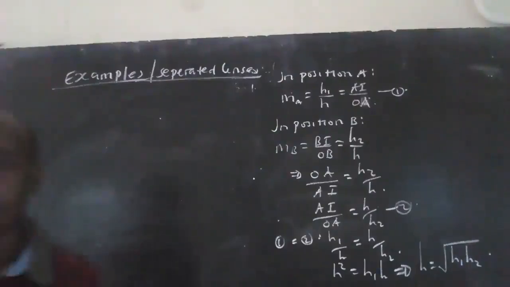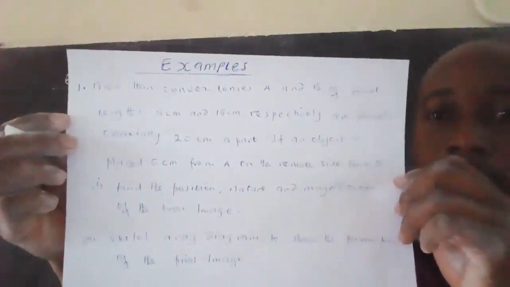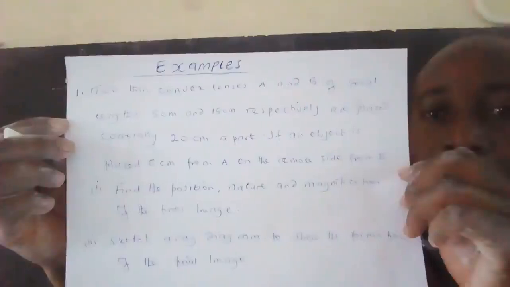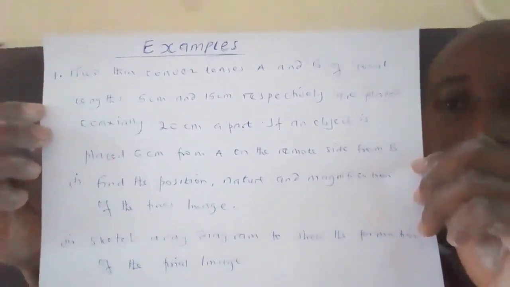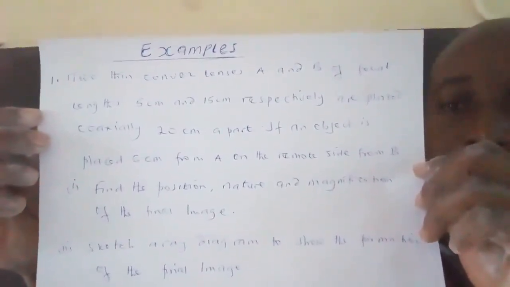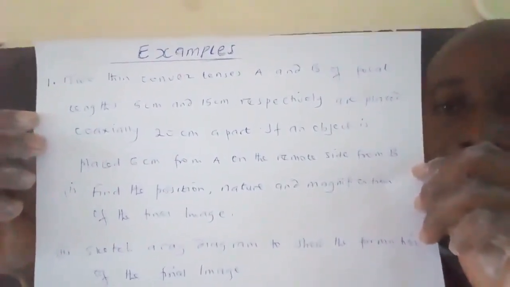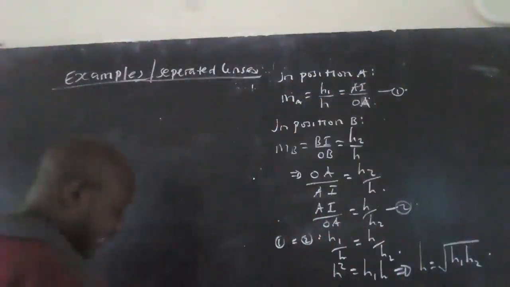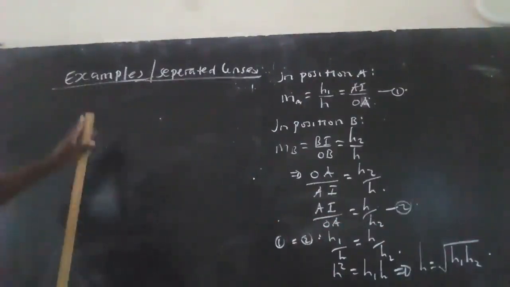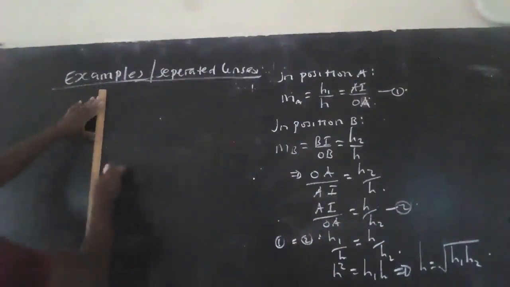For example, example number 1. We are going to use this one as example number 1. Are you seeing this one? I hope you can read it properly. So what does it say? It says two thin convex lenses A and B of focal length. So we have two thin lenses A and B.